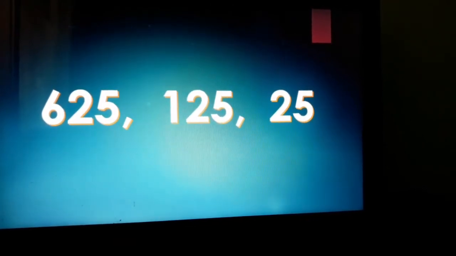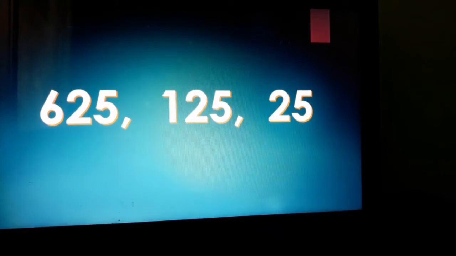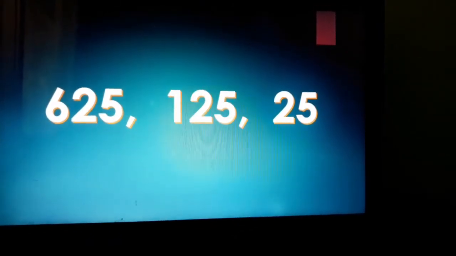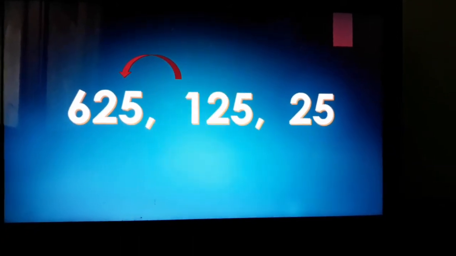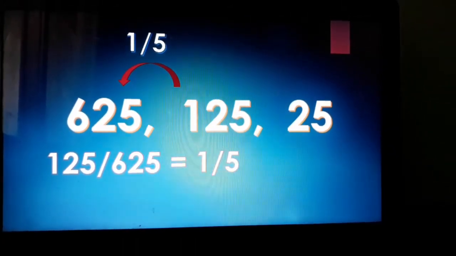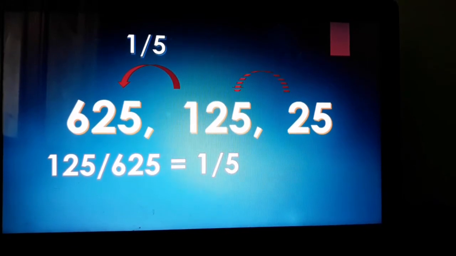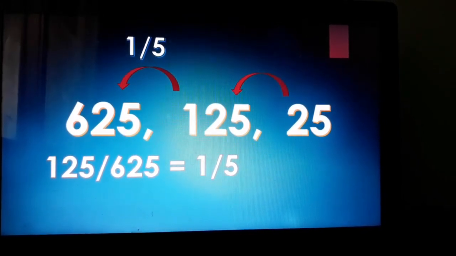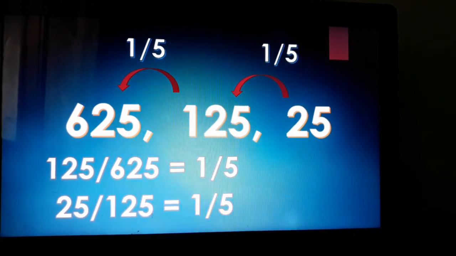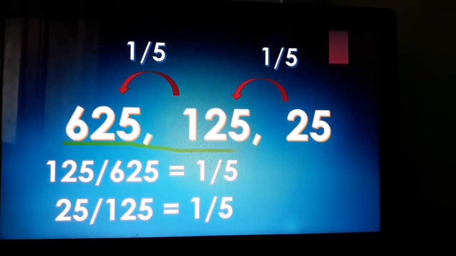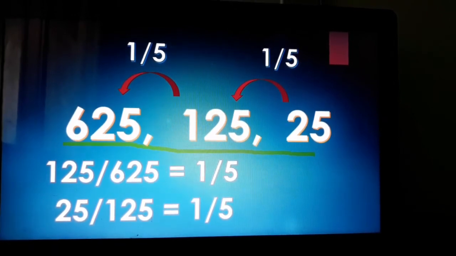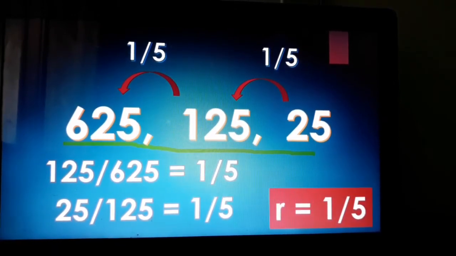Okay, next sequence natin ay 625, 125, 25. Ito ba ay geometric sequence? Okay, let's find out. 125 divided by 625, the answer is 1/5. 25 divided by 125, the answer is 1/5. So, ibig sabihin, ang sequence na to ay geometric sequence because there is a common ratio of 1/5.